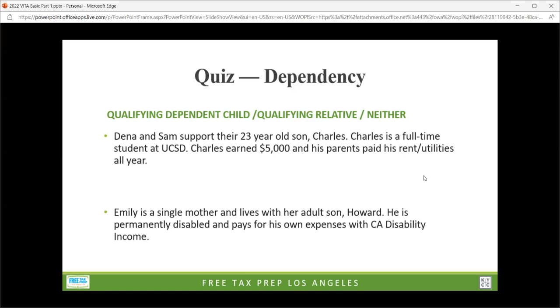Emily is a single mother and lives with her adult son, Howard. He is permanently disabled and pays for his own expenses with California disability income. Can Emily claim Howard on her tax return? So let's see. In this case, Emily cannot claim Howard. Why? Because, yes, he has a disability and he is living with her, but Howard is paying for all his own expenses. So in this case, Emily cannot claim Howard on her tax return.